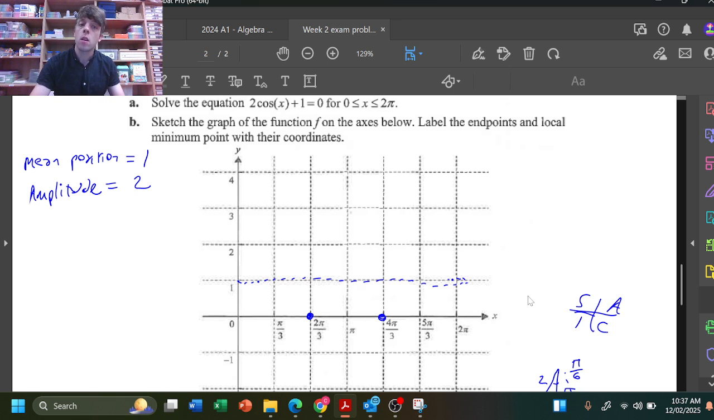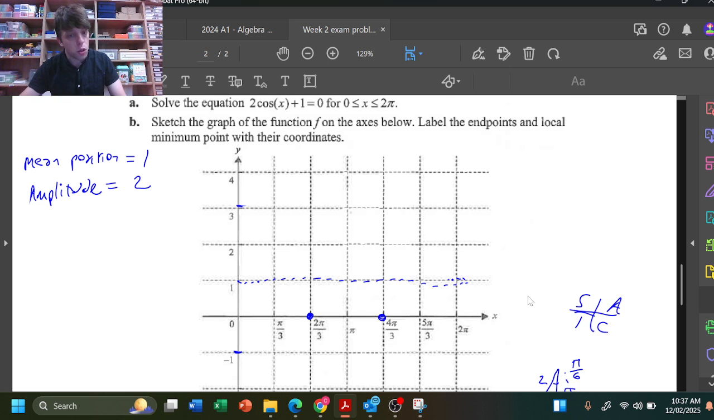So the amplitude is going to be that number times 2. So at most it's going to be 1, at least it's going to be -1. We're going to have +2 or -2 plus 1. So if we think about +2 plus 1, that brings us to 3. And if we have -2 plus 1, that's going to put us to -1, so down here. So that's going to be our maximum point. That's going to be our minimum point.